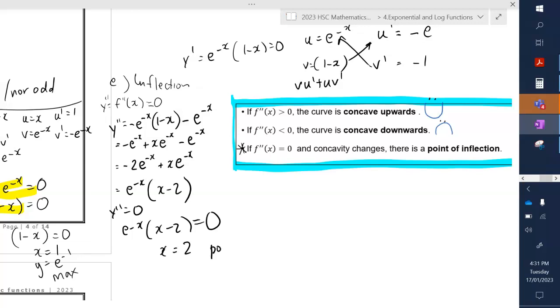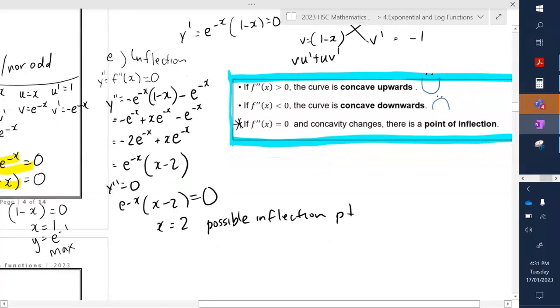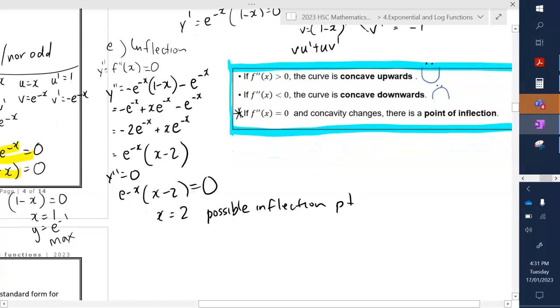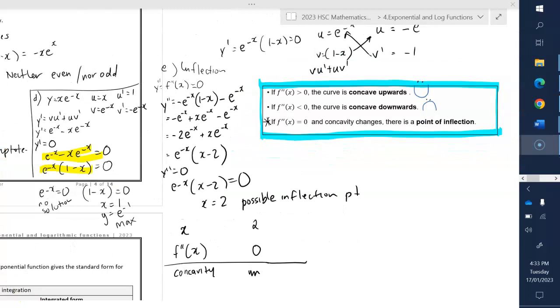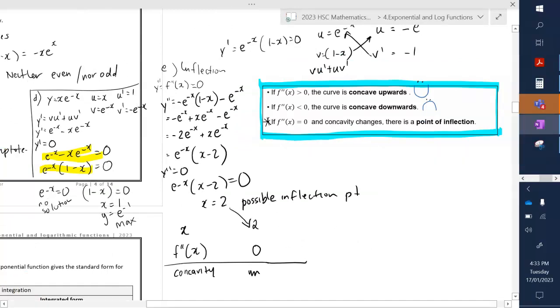But you need to test that it is, because part of that is testing whether it is a point of inflection. So we want to have a look at either side of that point and see if there is actually a concavity change. So let's do that now. So here's my stationary point here. I know that the second derivative there is 0, so we're not looking at the concavity there, but we're looking at the concavity either side. So I want to try a number either side, so 3 and 1.